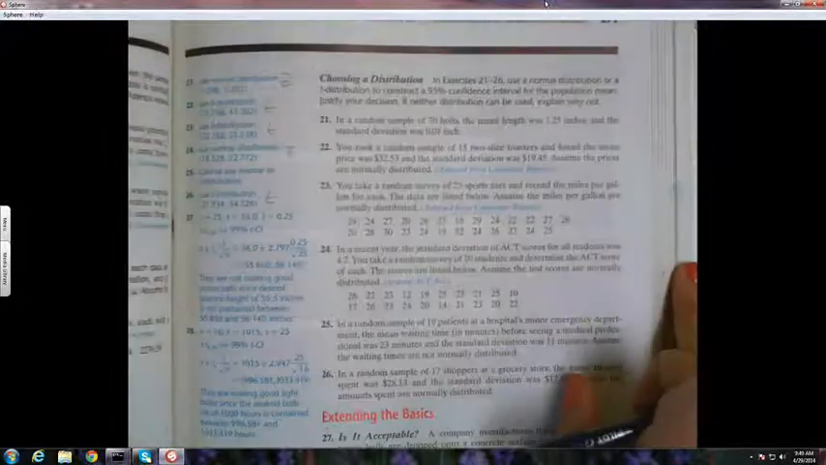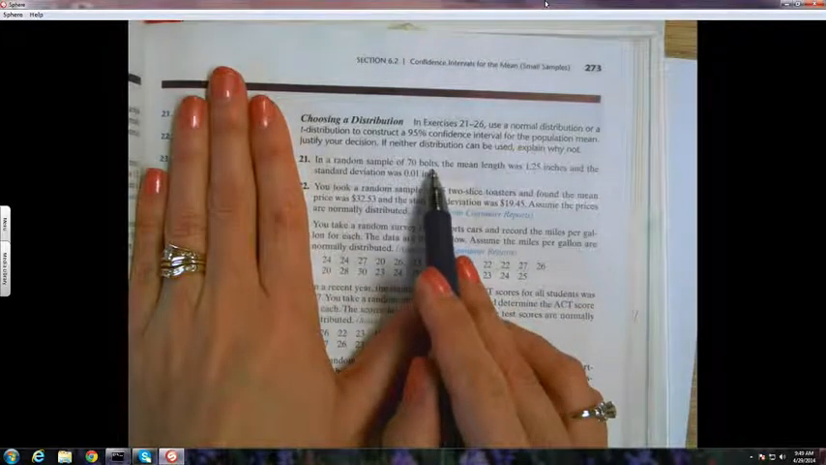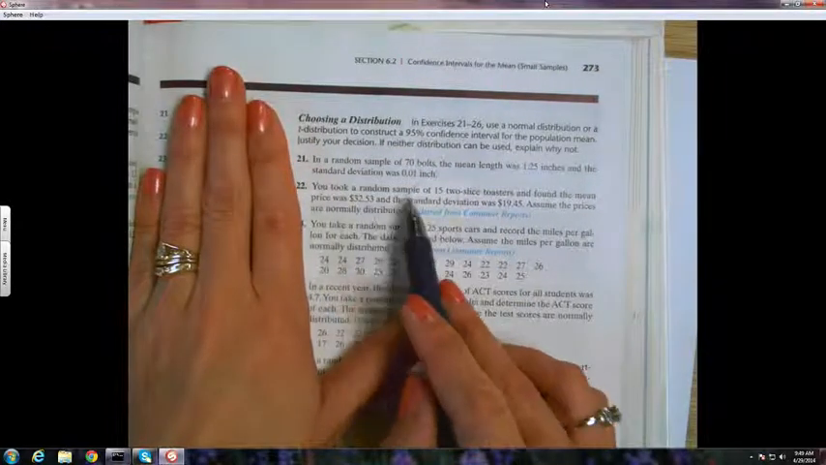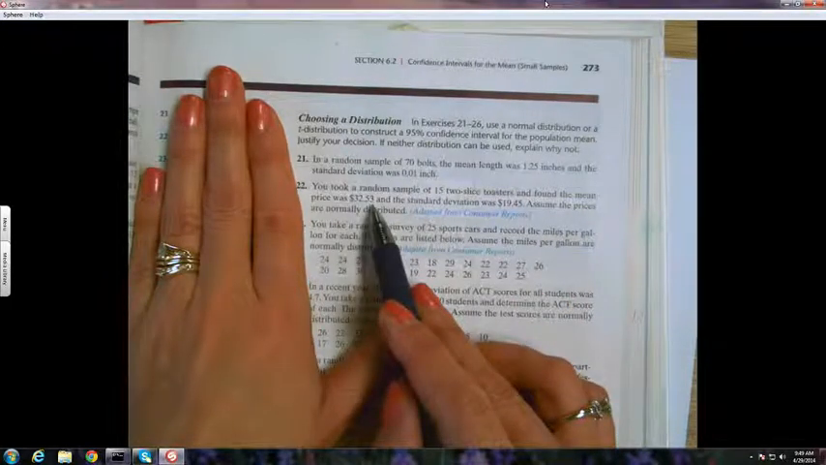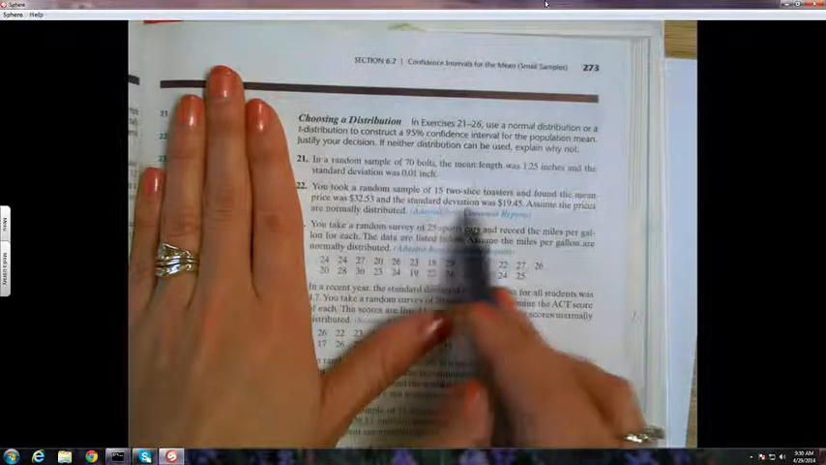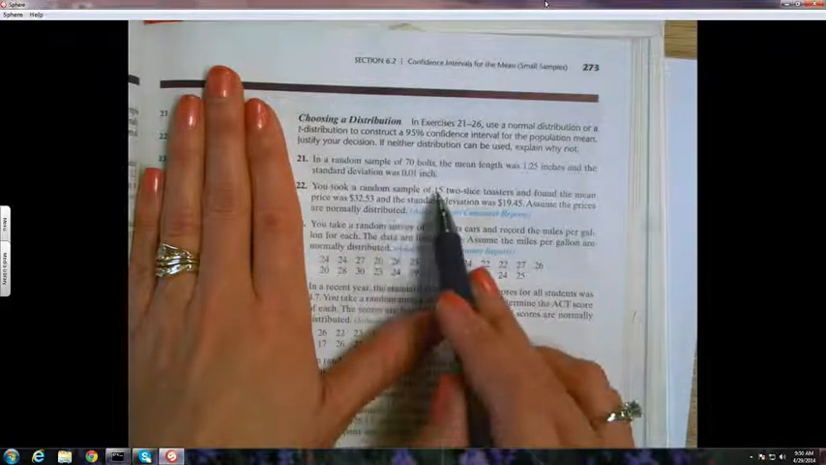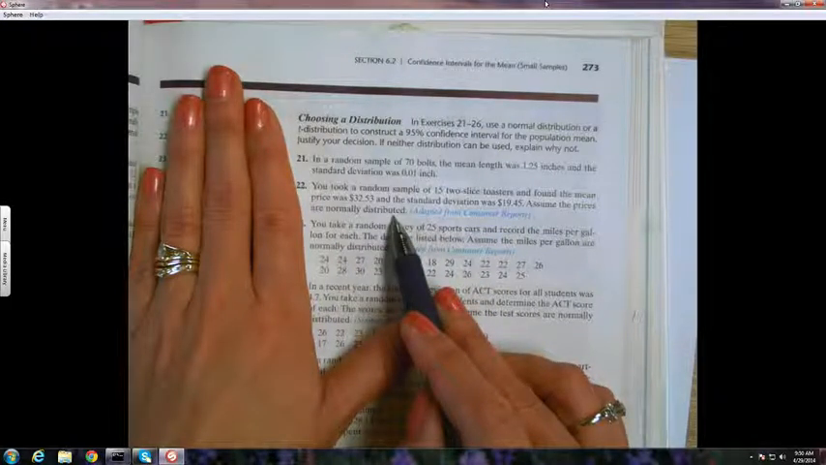Let's see. Number 21 here, just take a look. It says in a random sample of 70 volts. Oh no, I don't even want that one. I want a small one. Right here, 22. You took a random sample of 15 two-slice toasters and found the mean price was $32.53. So we've got a small sample. And the standard deviation was 1945. Assume the prices are normally distributed. So I've got my small sample. I know the prices are normally distributed. Now I'm down to picking out the standard deviation.